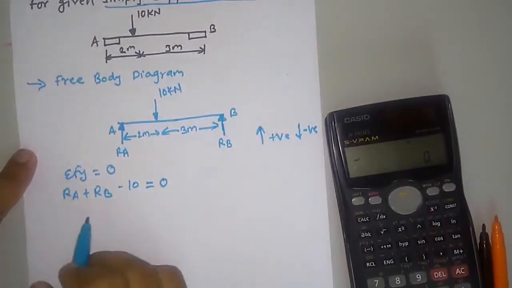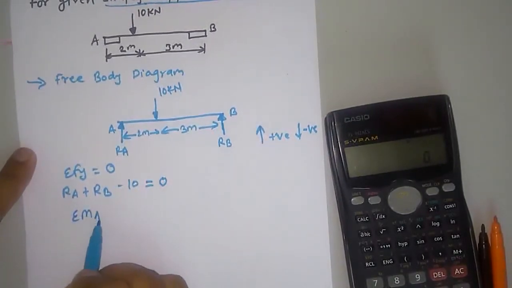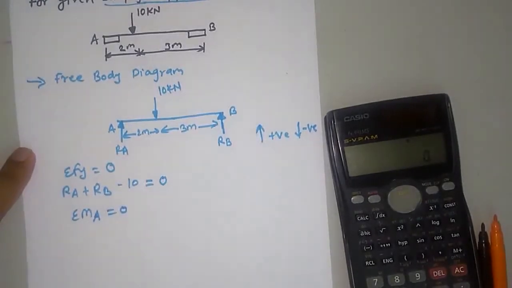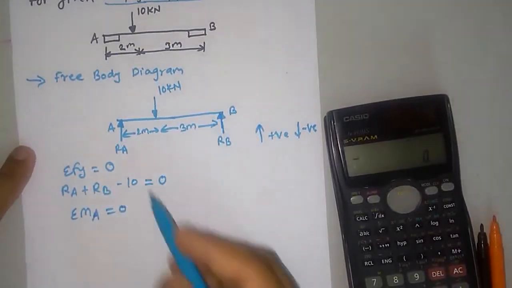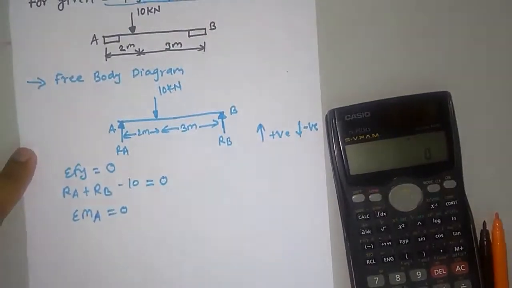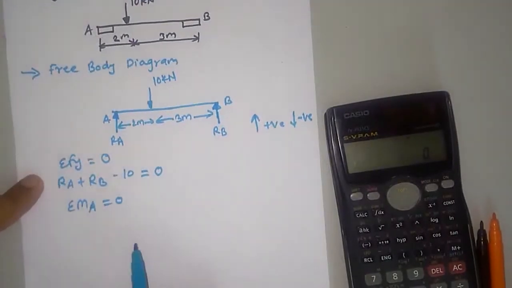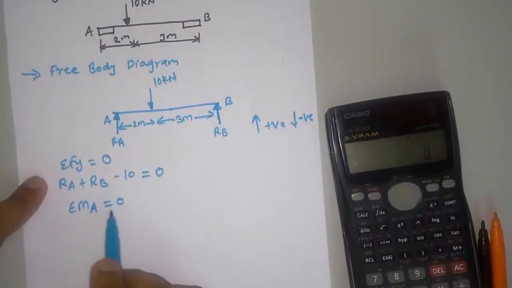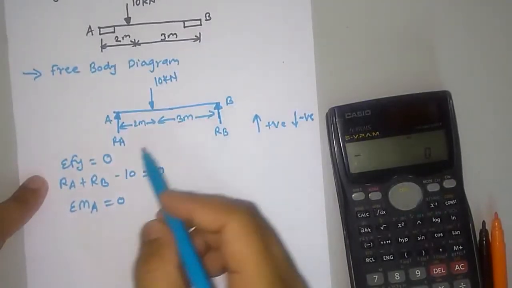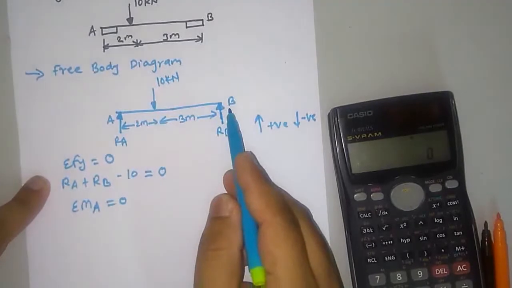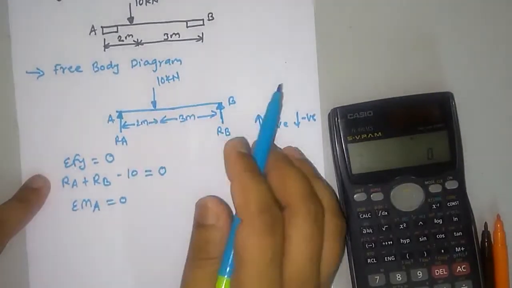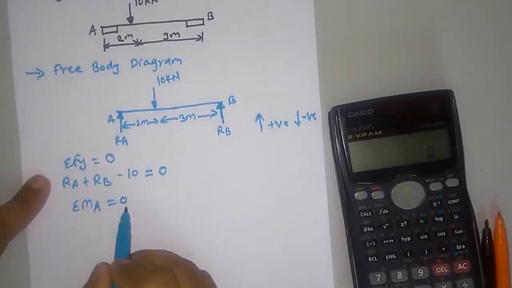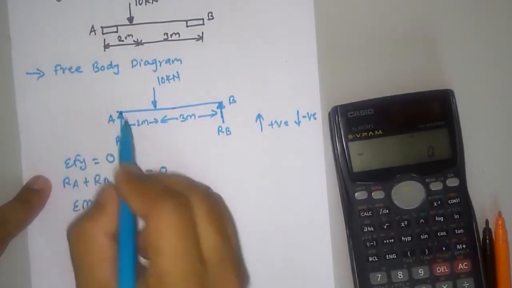Now take the summation of moment about point A is equal to 0. You may have a question: why should we take summation of moment about point A is equal to 0, why not B? You can take it at point A or at point B, you will get the same answer. How we will get the same answer, that we will see. So summation of moment about point A is equal to 0.